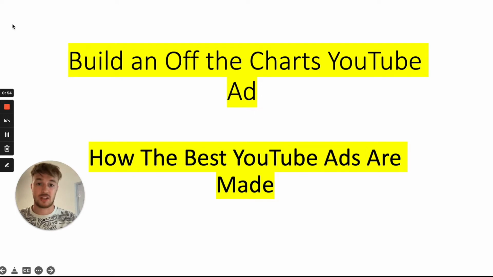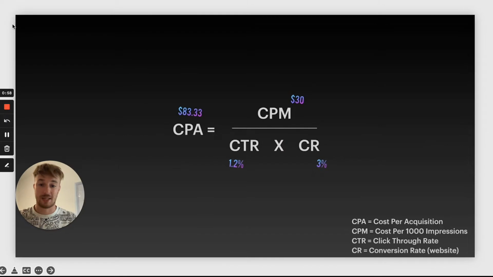So let's first do the math, because the math is the most important. You can see over here I have some numbers. If you're not familiar with them, let me explain. This is called simple math. We have CPA on the left side, as you can see on my screen. What is CPA? CPA is cost per acquisition. I put some numbers here and I'm going to explain later exactly what and why.